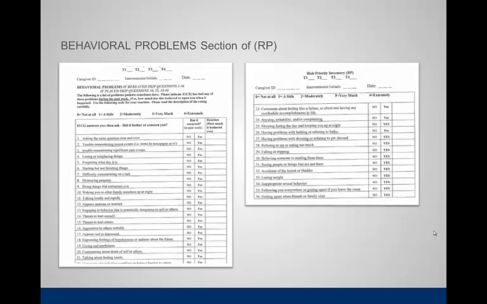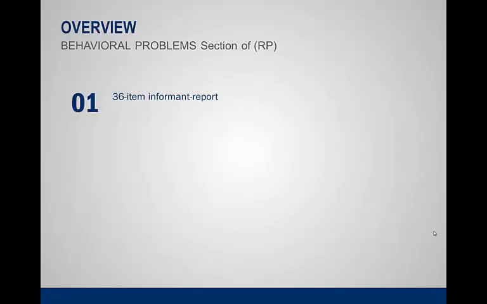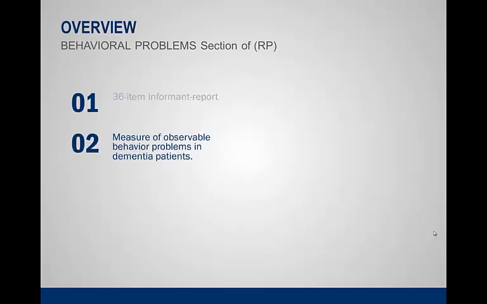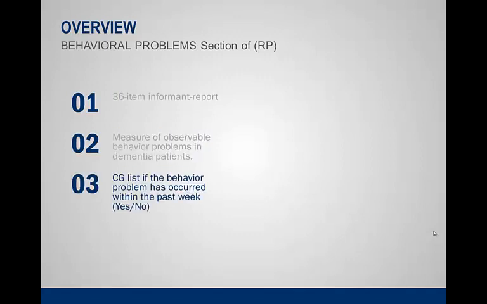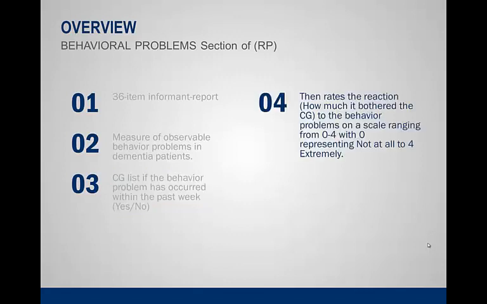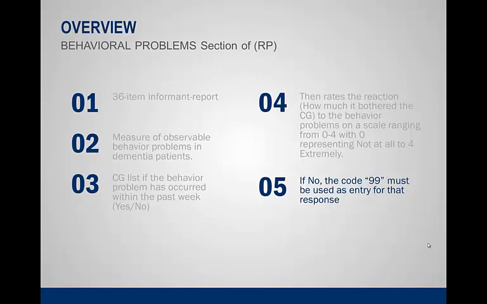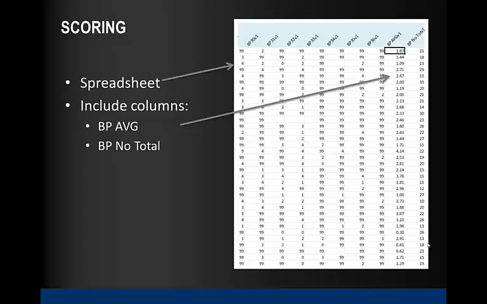The behavior problem section of the risk priority inventory is a 36-item informant report. It measures observable behavior problems in dementia patients. The caregiver lists if the behavior problem has occurred within the past week, and they would answer either yes or no. Then they rate the reaction, how much the behavior problems bother the caregiver, on a scale ranging from 0, not at all, to 4, extremely. If no, the code 99 must be used as an entry for that response.